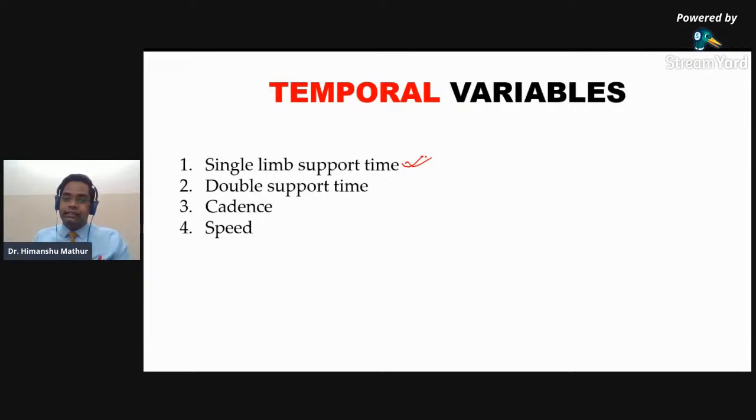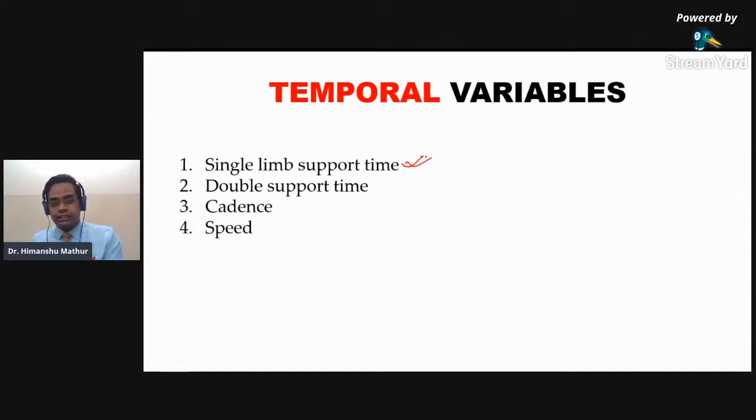The other leg is in the air. जब मेरा एक पैर जमीन पर टिका हुआ है और वो ही गवर्न कर रहा है, वो ही बेयर कर रहा है सारा वेट, और दूसरा जो पैर है मेरा, it is in the air, that is called single limb support time. Okay, that is called single limb support rather.